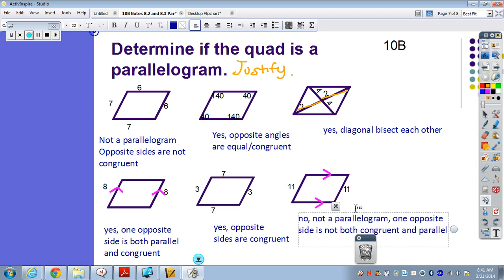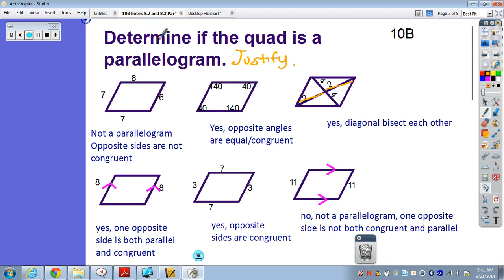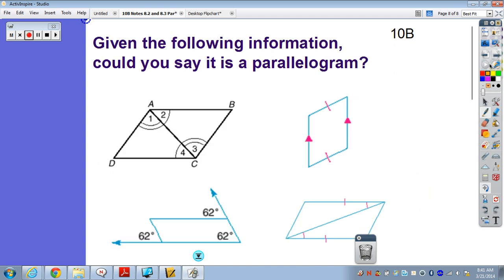This could actually be an isosceles trapezoid. If we draw it correctly based on the markings, it would look like this. It's a really bad drawing. This should be parallel to the other one. So this is parallel. These are both 11. Okay, so it's not drawn to scale, so it could be an isosceles trapezoid.